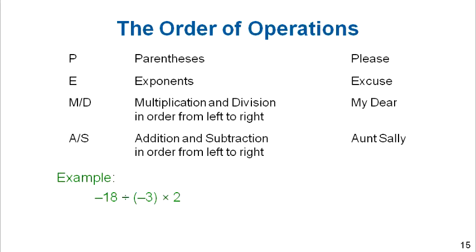In this example, the expression inside the parentheses has already been simplified as much as it can be simplified, and there are no exponents. Therefore, we will skip those steps again. Note that the order of operations says that we must multiply and divide in order from left to right. Also note that, in the example you see here, the division comes before the multiplication as you read the problem from left to right. Therefore, we must start by dividing negative 18 by negative 3. And now, since 6 times 2 is equal to 12, we can say that the final answer to this question is 12.